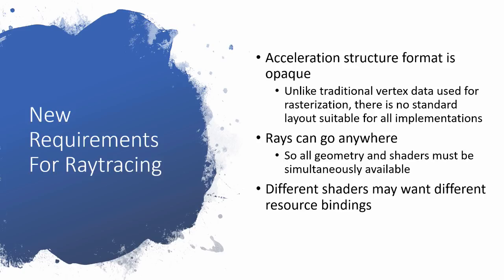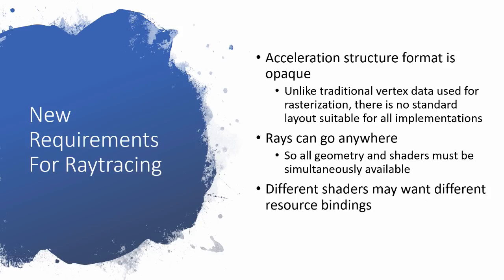So unlike vertex data, where we agreed many, many years ago what an index buffer is, and all GPUs agree, there's no disagreement, it's a set of integers. A vertex buffer is just a set of values. So you can go and just put data into memory in the format that the GPU will rasterize from directly. For ray tracing, that's not the case. The layout needs to be different for every implementation.